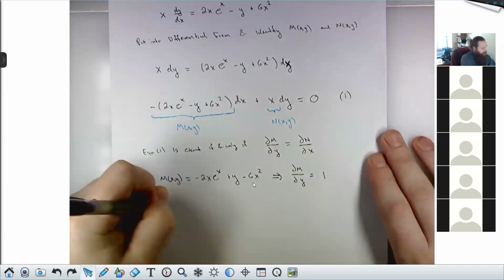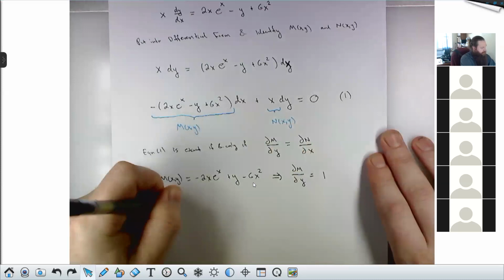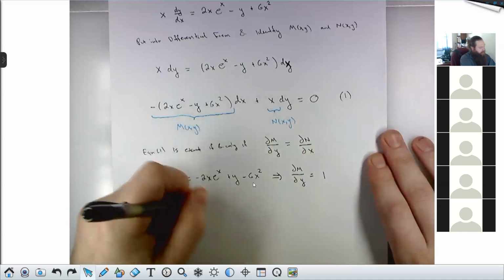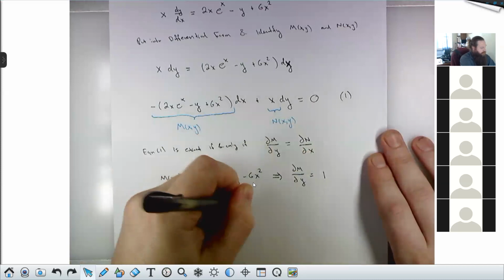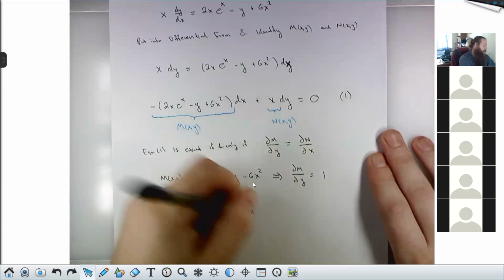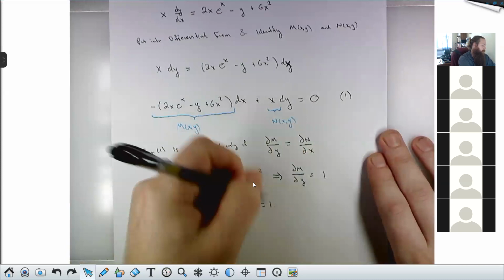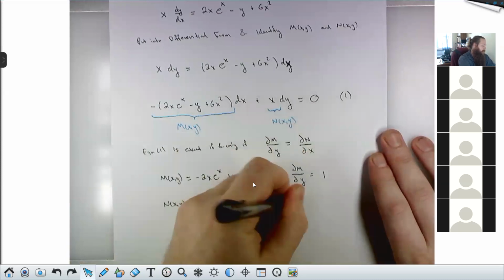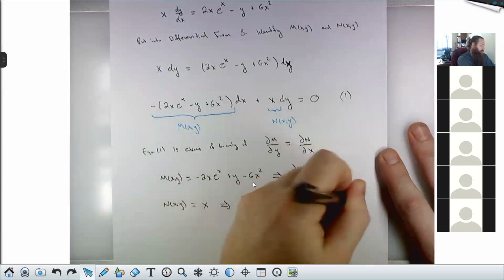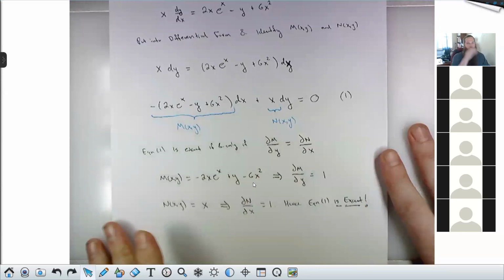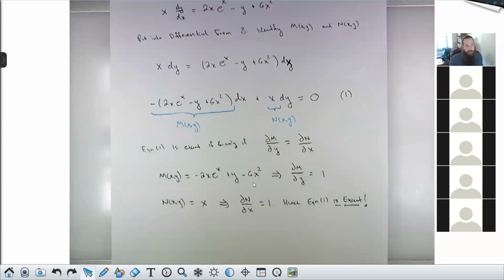And n of xy, that's x. So dN/dx is also 1. Hence, equation 1 is exact. Yay! All right, that means we have something we can mess around with. We can try to solve this equation.